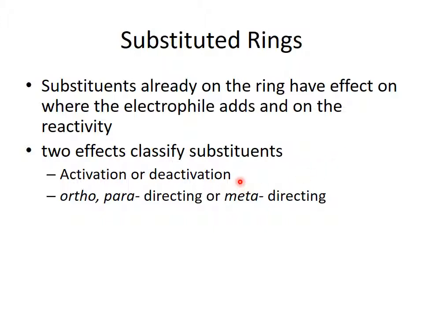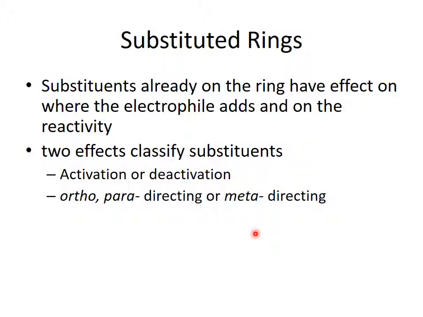There are two effects that we look at. One is activation or deactivation, and this really controls the speed at which the reaction can go. If the ring is activated, it means that the reaction will go faster than with a benzene ring. If it's deactivated, then the reaction would go slower or not at all in comparison to a benzene ring.